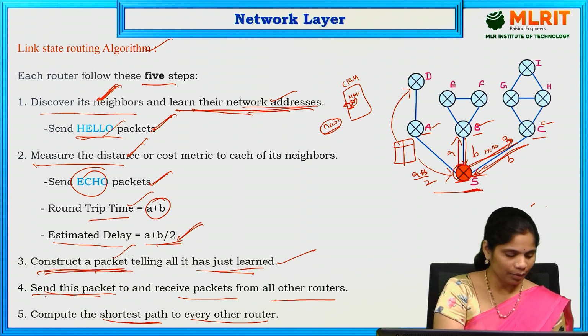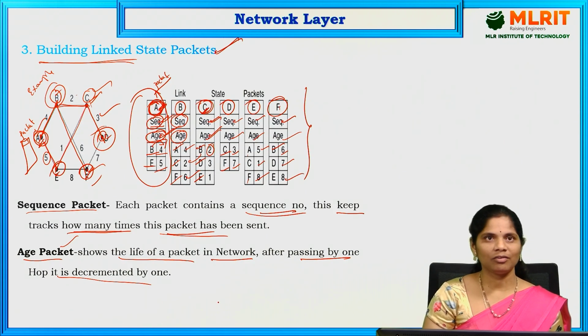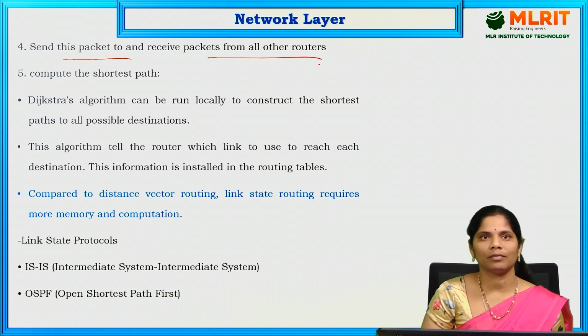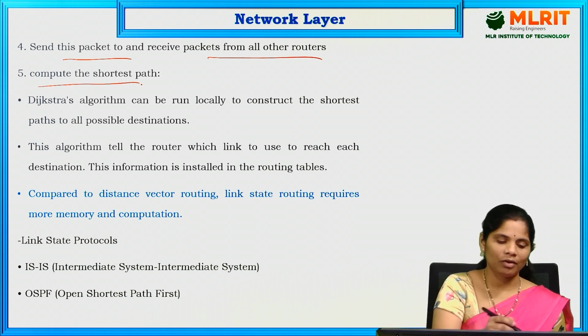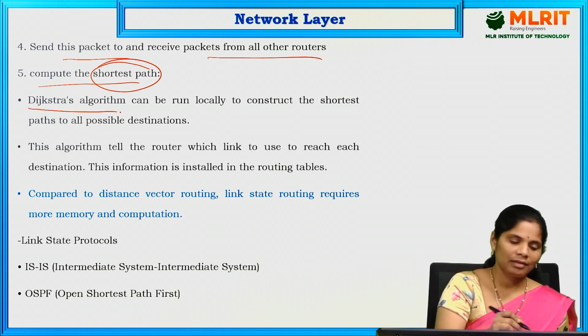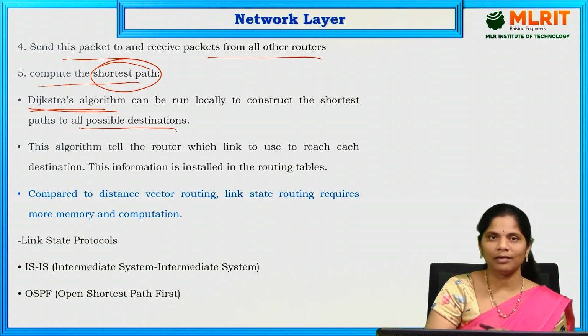The next is what? Send this packet to all other nodes. The fourth step is to send this packet to all other routers. And next, compute the shortest path. How are we going to find the shortest path? Using Dijkstra's algorithm. Previously, we already learned the concept of Dijkstra's algorithm. Based on that, we construct the shortest path to all possible destinations.